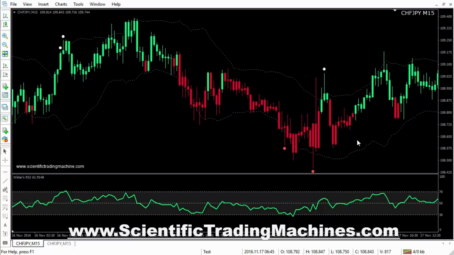After we find 2 dots, we need to wait for the first green candle to appear. So technically speaking, this is the first green candle that appeared. After you get that first candle, you need to check the distance between the last dot and that candle, and there shouldn't be more than 6 to 7, let's say 5 to 7 candles between them.